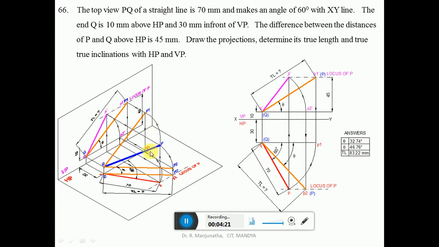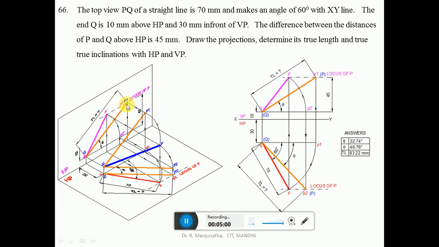But what happens in the horizontal plane when you look from the top view is that the line QP is rotated such that P1 and Q will be in front of VP by 30 mm. When you project this onto the vertical plane, the image when you look from the top view will be this line. It comes to the XY line, and when you look from the front view, it will be this vertical projector which has been drawn such that it cuts the locus of P in the front view. Since this is the top view and P1 dash is the front view, you get this point.